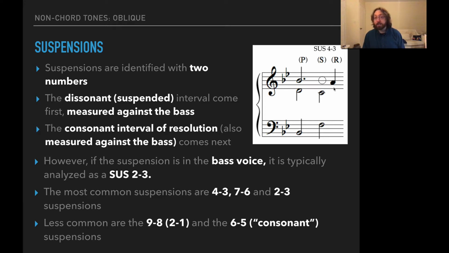So there's many suspensions that are like this. You can have 4-3 suspensions. You can have 7-6 suspensions. You can even have what's known as a consonant suspension, which is a 6-5 suspension. That's a little rare. You can also have a 2-1 suspension or a 9-8 suspension. A ninth going to an octave. Again, that's a little bit less common, but it does happen. The 4-3 and 7-6 are very common because they're quite expressive.